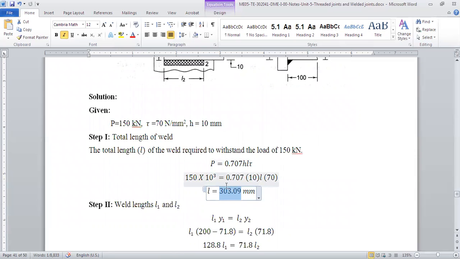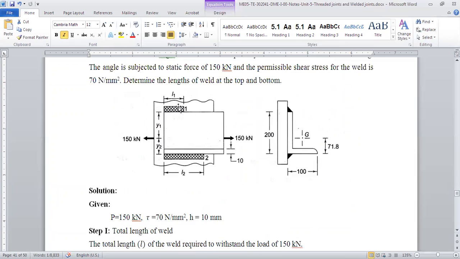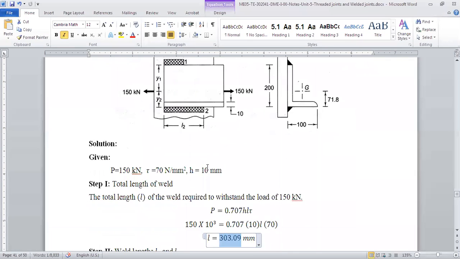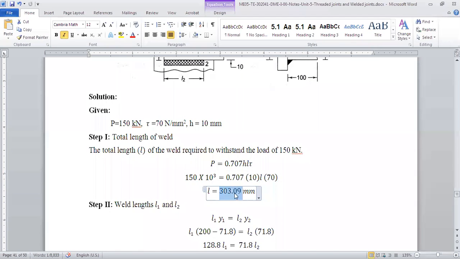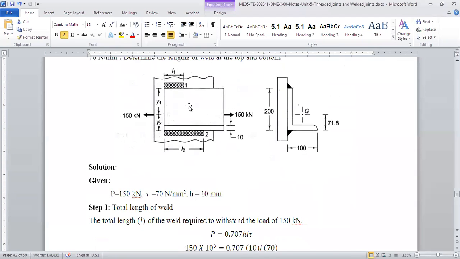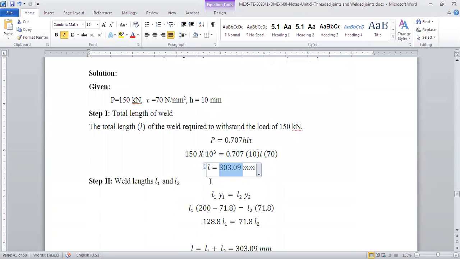Now we'll proceed with finding the individual dimensions L1 and L2. We know the total L is equal to L1 plus L2, and L is equal to 303. Out of that, some part will be L1 and some part will be L2. And we know that L1Y1 is equal to L2Y2.